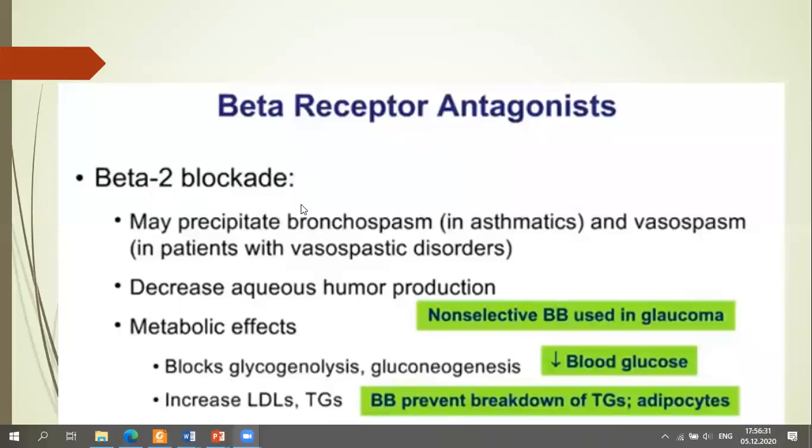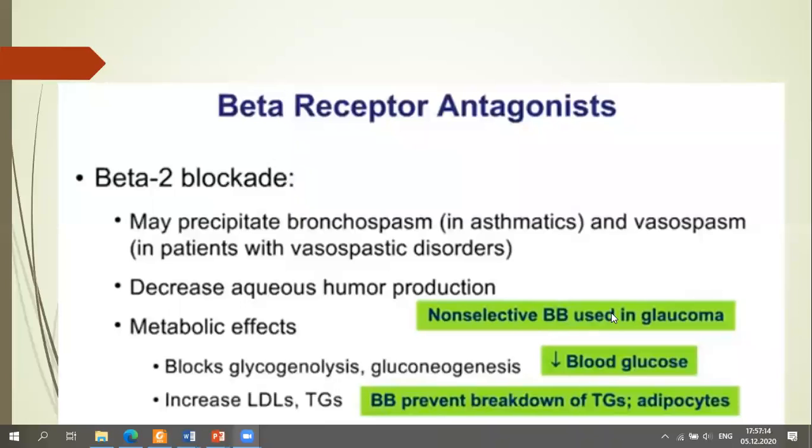Another one, beta 2 blockade. When beta 2 blockade occurs, it may precipitate bronchospasm in asthmatics and vasospasm in patients with vasospastic disorders. It decreases aqueous humor production. Aqueous humor, we have talked about it in glaucoma, is the liquid found in our eye. Another one, metabolic effects. What types of metabolic effects? It blocks glycogenolysis, which we have talked about, and gluconeogenesis too.